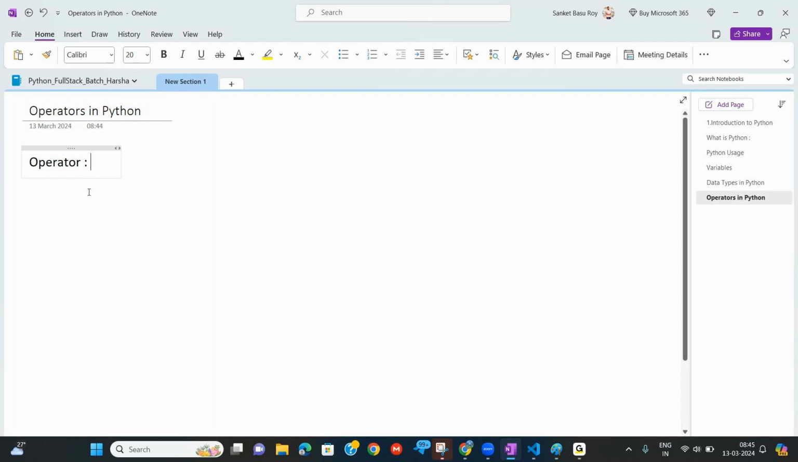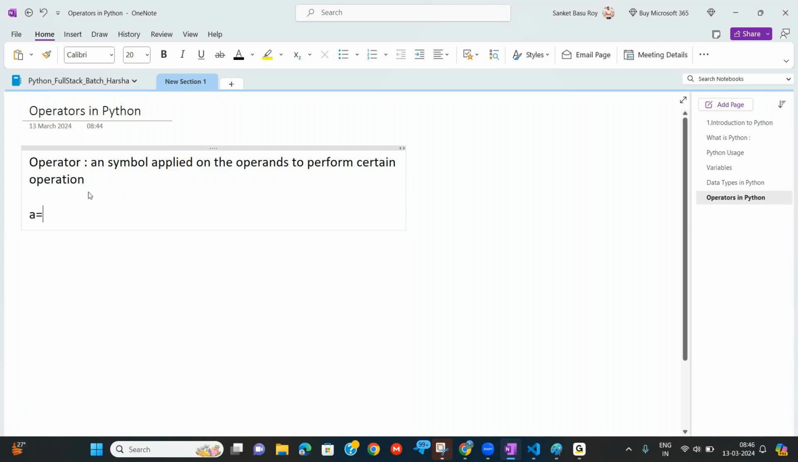In a programming language, an operator is a symbol that is applied to some operands. We have two things: one is called the operator, one is called the operand. The operator has to be applied on the operands or variables to perform a certain task or operation.